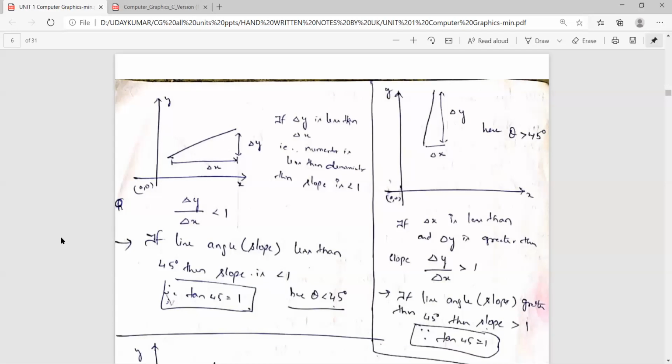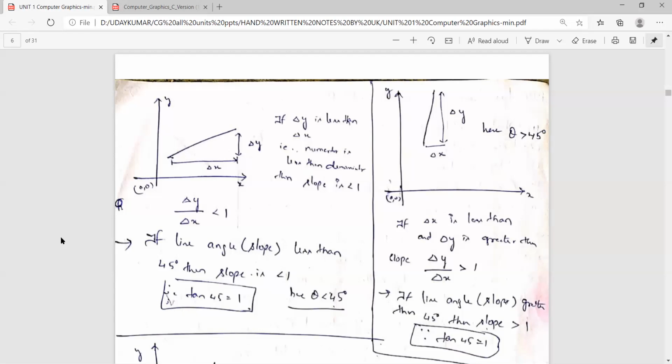So why can we get less than 1? If the numerator is less than the denominator, then the slope is less than 1. So what is the numerator here? Delta y, right? So if your numerator is less than the denominator, then we get the slope as less than 1.